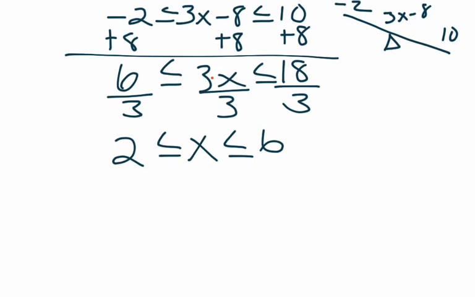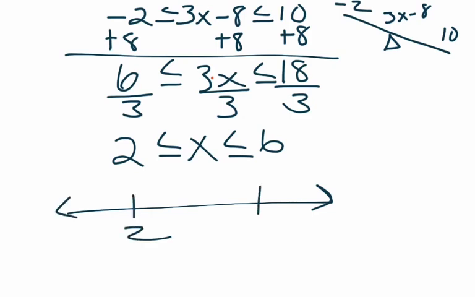And so our solution is 2 is less than or equal to x is less than or equal to 6, or you could say x is between 2 and 6, including the 2 and the 6. If you were asked to graph the solution, you can get it right from that inequality. The endpoints are included and everything in between. All right, now suppose you have the other type.